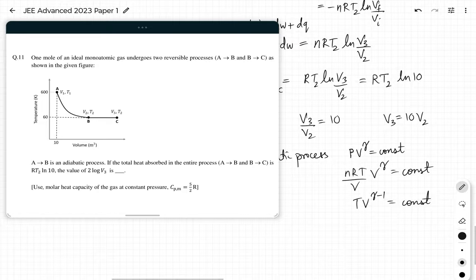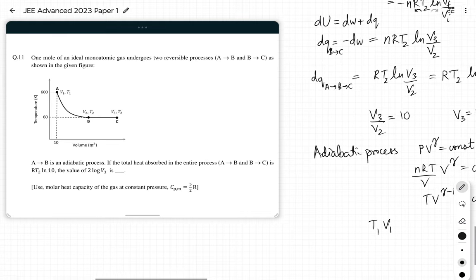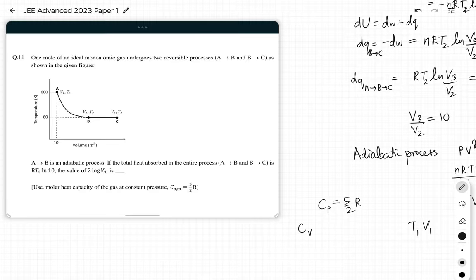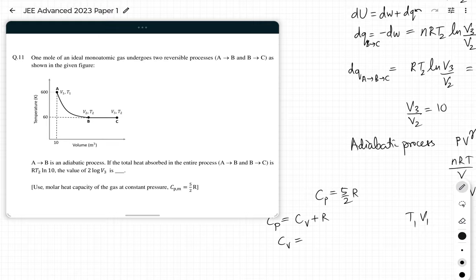From this, the state at A says that the values are V1 and T1. So V1, T1, gamma. So gamma is Cp by Cv. Cp is given as 5 by 2 R. We know that Cv plus R is Cp. So Cv is Cp minus R, which becomes 5 by 2 minus 1, 3 by 2 R.